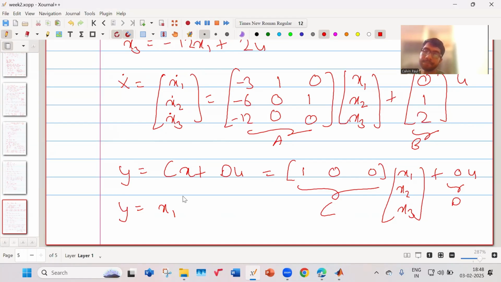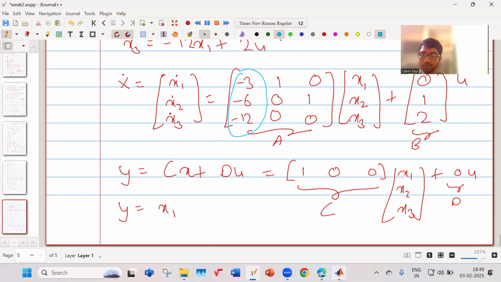Okay, so now if you see in this case, these are coming here. In the second canonical form representation, the coefficients of the characteristic polynomial, minus 3, minus 6, minus 12, are coming in the first column. Okay, so again, we will just try to verify our answer using MATLAB.